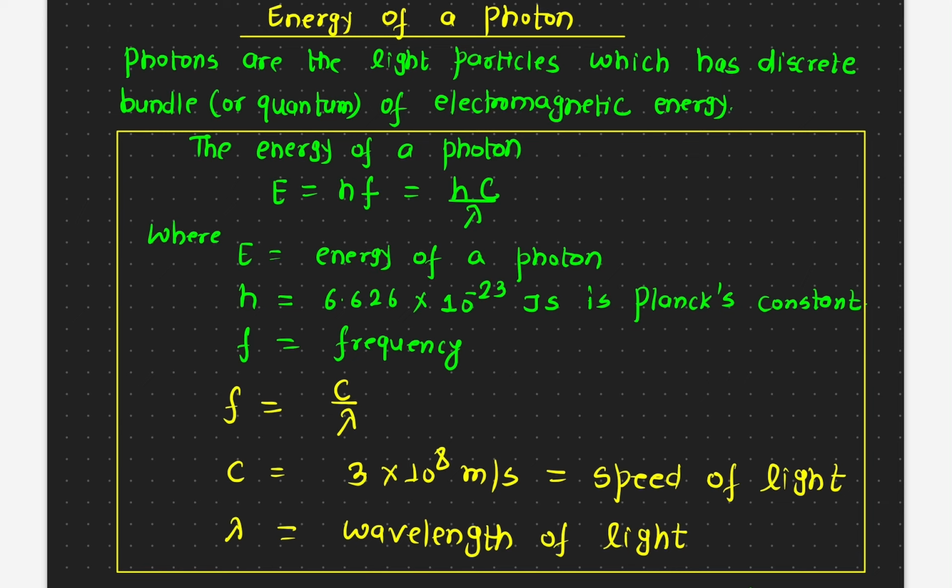Sometimes you see that one torch light is brighter than another torch light. What does this mean? That means it is shooting more photons than the other. If it is shooting more photons, that means its intensity, or what you call brightness, is more compared to the other.